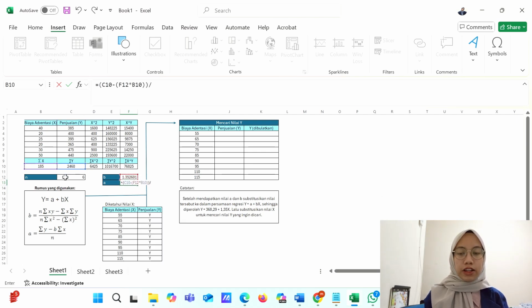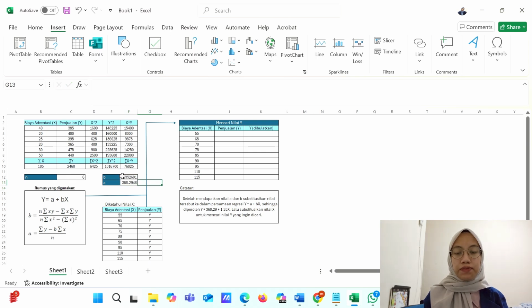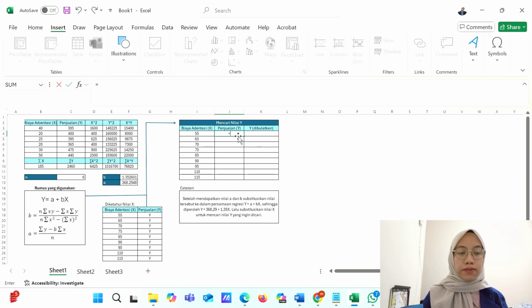After obtaining the value of a and b, we substitute them into the regression equation to obtain the value of y that we want to find. Here, we use the previously known value of x. Here, we can use the F4 function and drag the lower right corner to speed up the calculations.